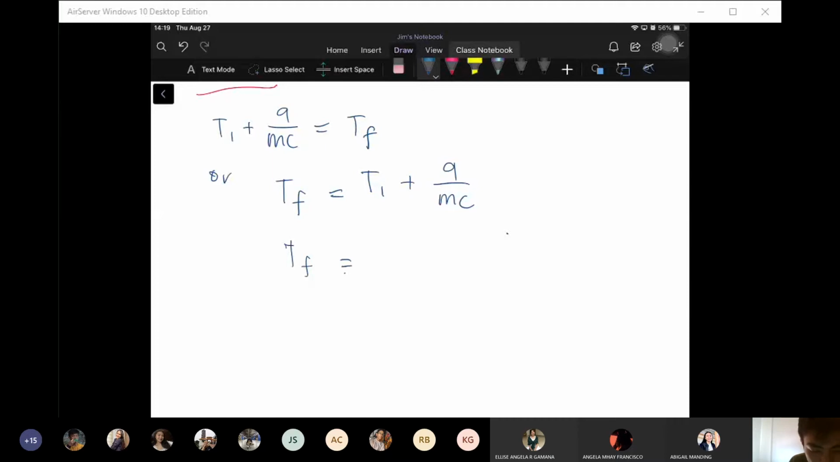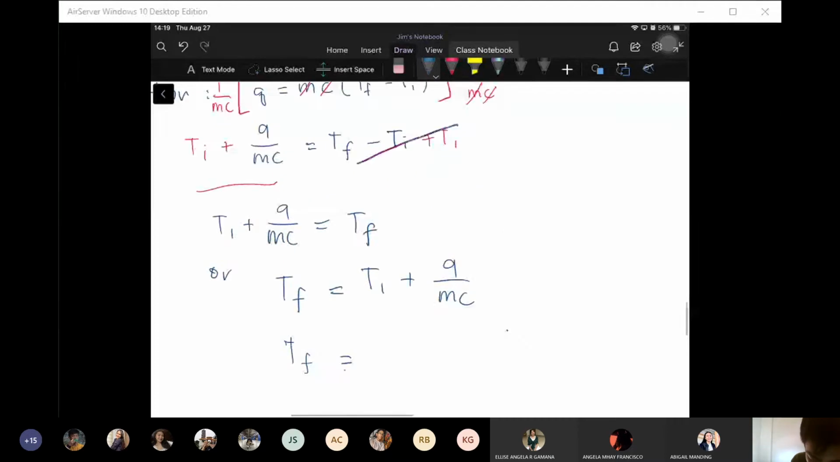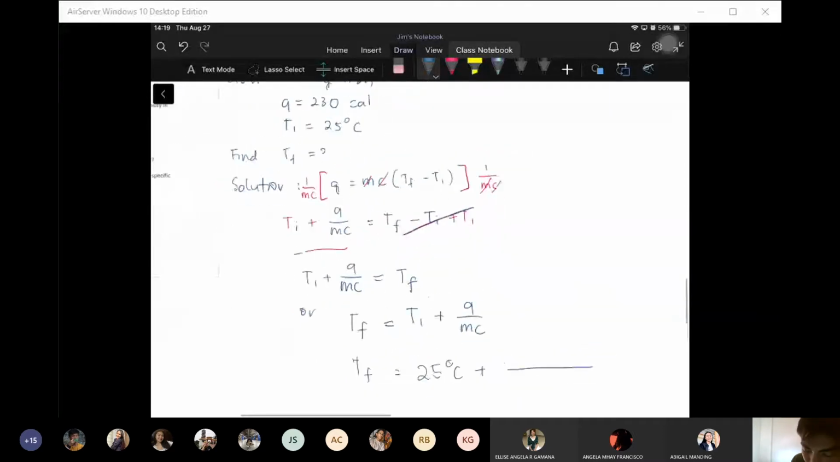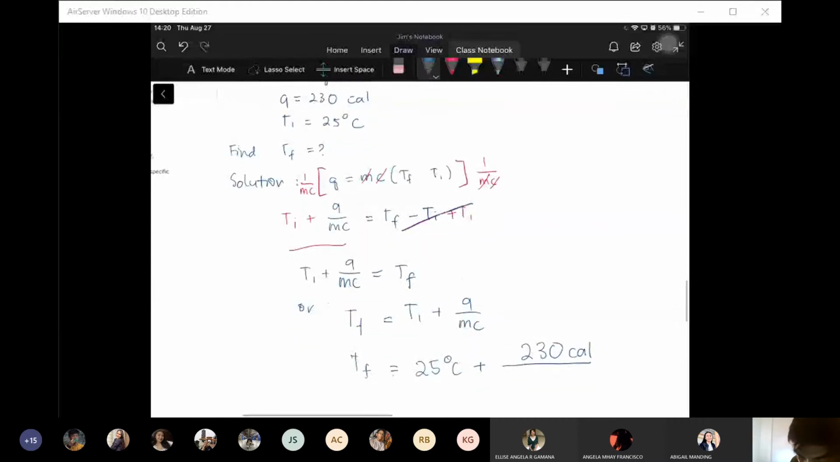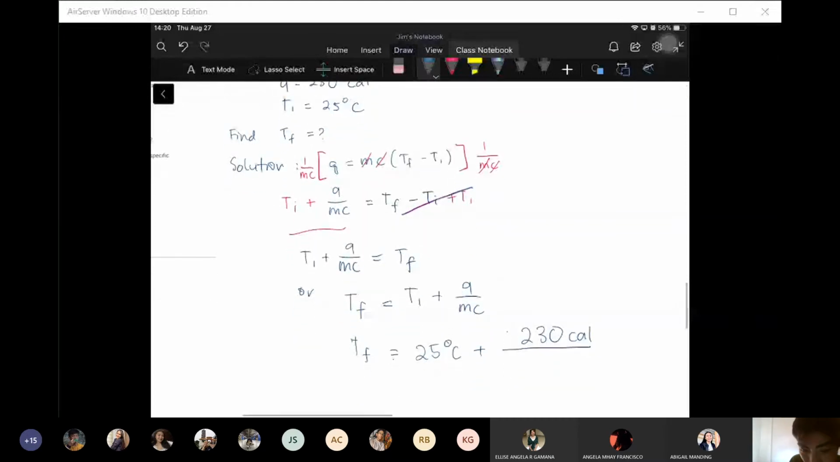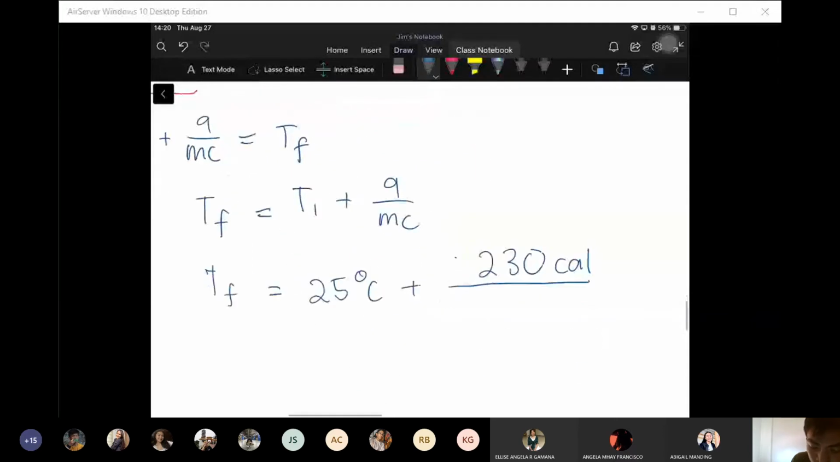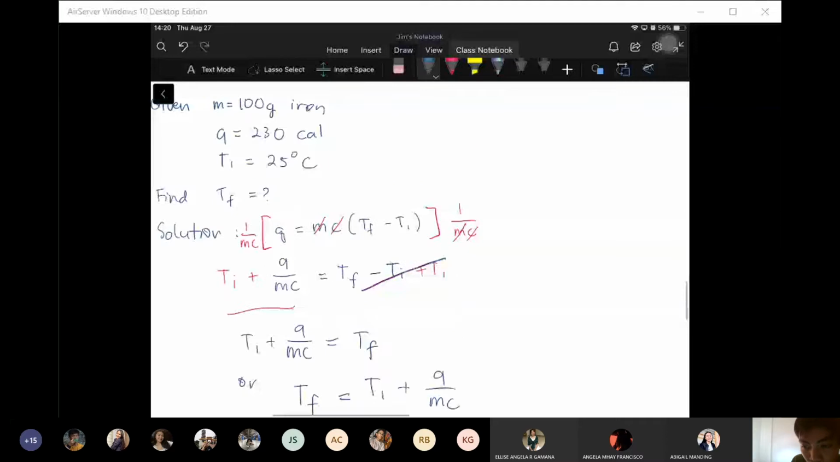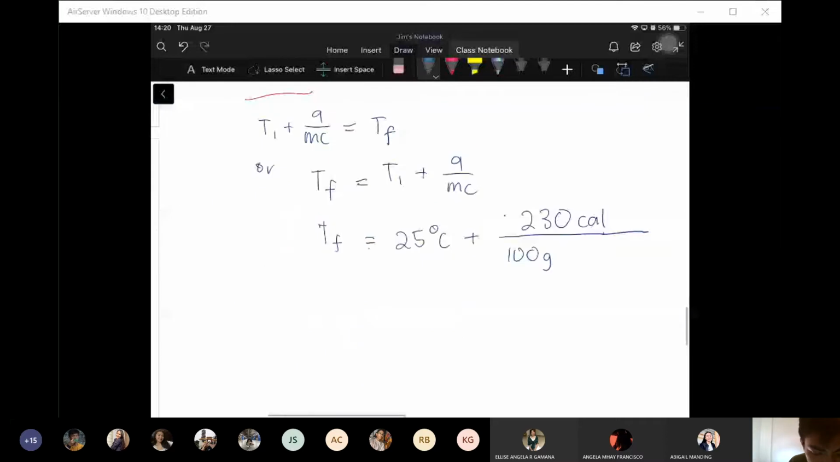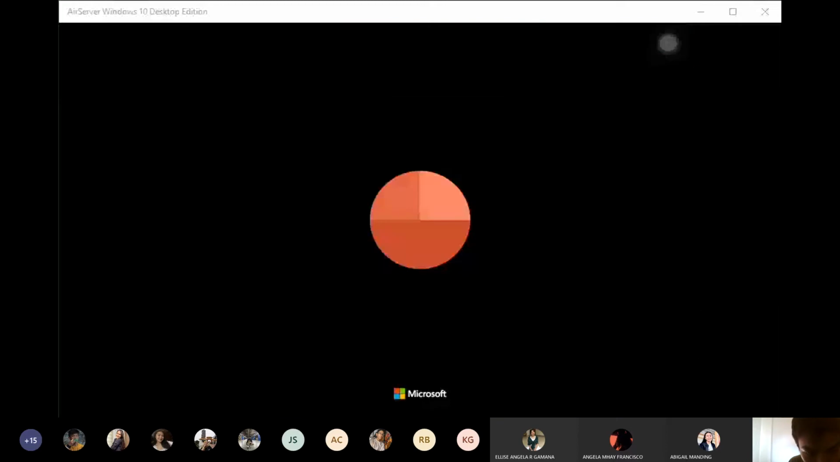So, plug in. Initial temperature is 25 degrees Celsius. Yung heat na in-apply natin ay 230 calories, divided by the mass. Ano yung mass? 100 grams. Ano yung specific heat, no? Sinabi dito na ang material natin ay iron. Hindi ko alam yung specific heat niyan, so titingin ako dito sa table, kasi hindi ko kabisado.